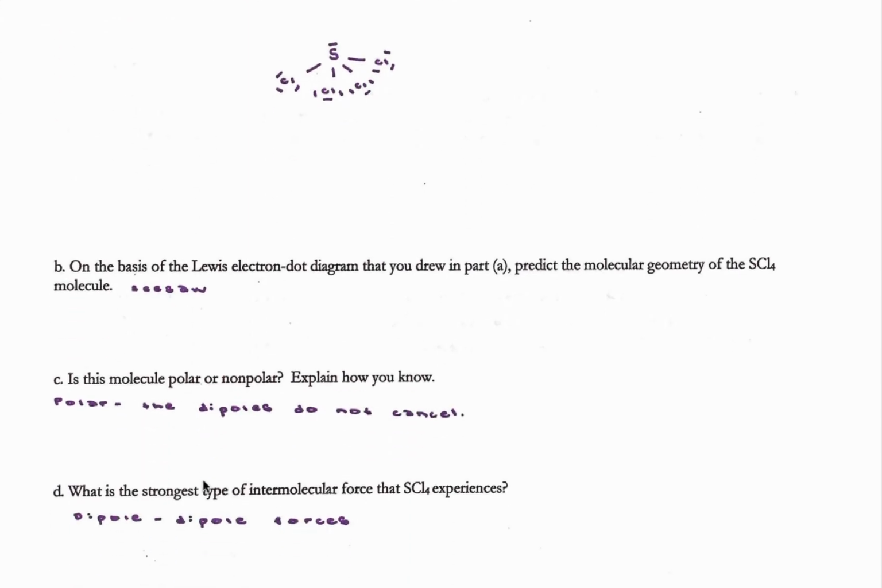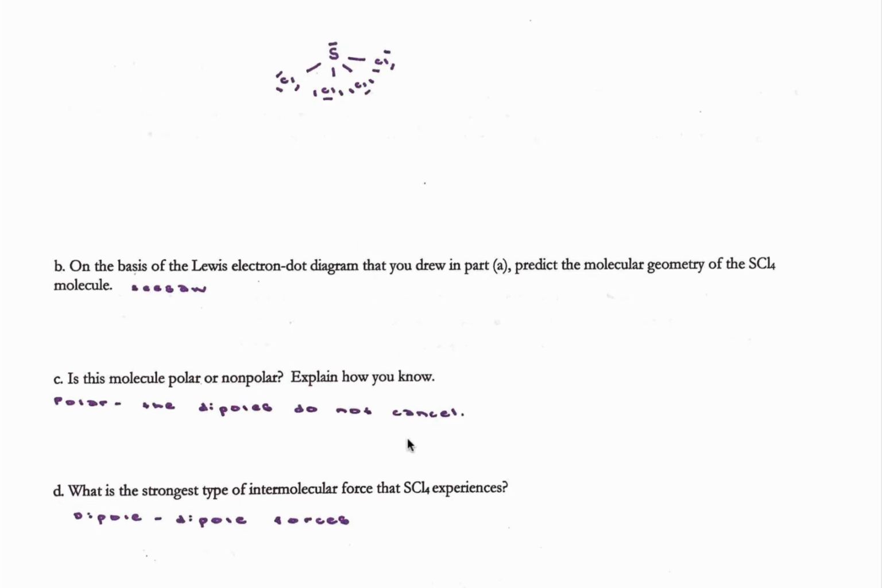And then when it asked if this molecule is polar or nonpolar, I noted that it is going to be polar, and the reason why is because the dipoles do not cancel, because if chlorine is hogging electrons towards it, there's going to be nothing counteracting that pull downwards with a pull upwards because there's a lone pair of electrons here. So the dipoles do not cancel.